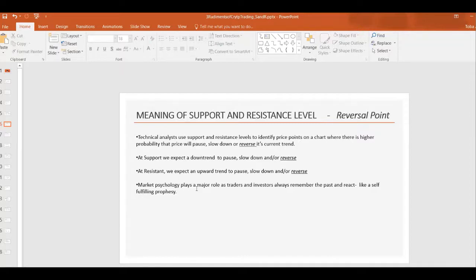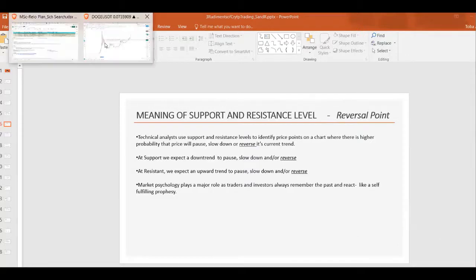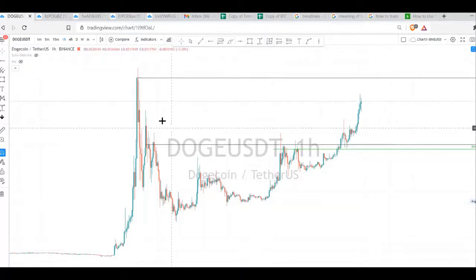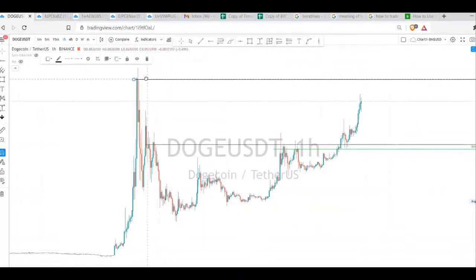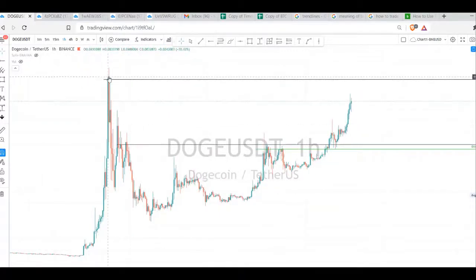Market psychology plays a major role, as traders and investors always remember the past and they react to it. So this is like a self-fulfilling prophecy. Because what I'm telling you now, look at me. I came here to say, okay, I'm going to set my support and resistance line. My resistance line here, and Doge is going up. So when Doge gets to that place, it's going to reverse. There are millions of traders around the world also looking at that level, and some of them are going to place their sell order at this particular point, $0.082.